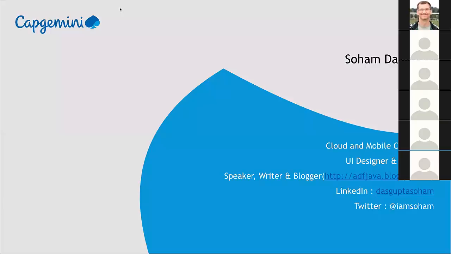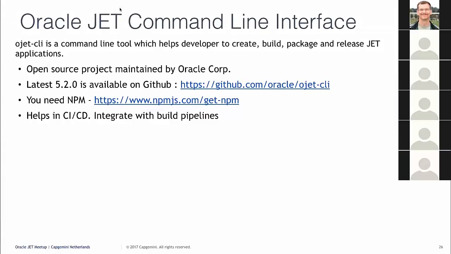Hey, Soham. Thanks. Hi. My name is Dasgupta, and I'm also from the Netherlands, like Lucas. So today, in a very few short minutes, I'm going to talk about OGTLM. It's not new. It's been there for quite some time right now, and it's open source. You can find it in GitHub, install via NPM. What it does, it'll help you in your CI/CD build pipelines for your Oracle JET application.